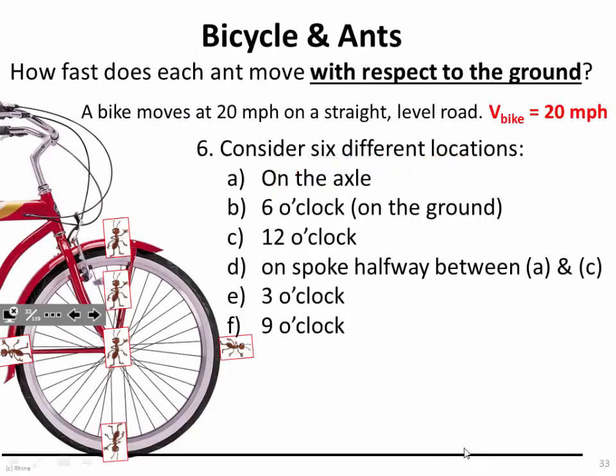All right. So let's take a look at this scenario, and let's see at a variety of different locations what the ant's relative speed would be, looking at having you guys sit out on the ground a distance away and watch the bike drive by at 20 miles per hour. So you tell me.